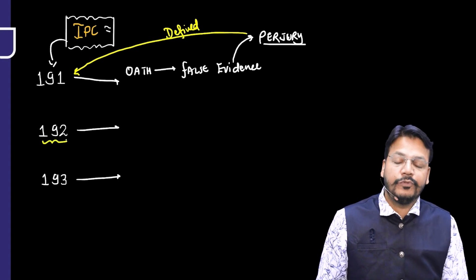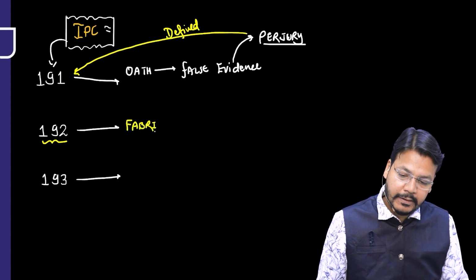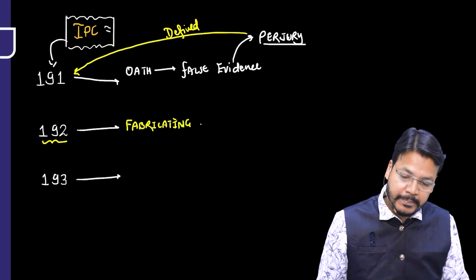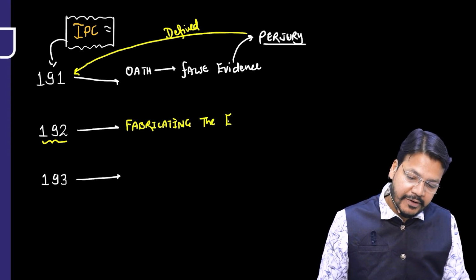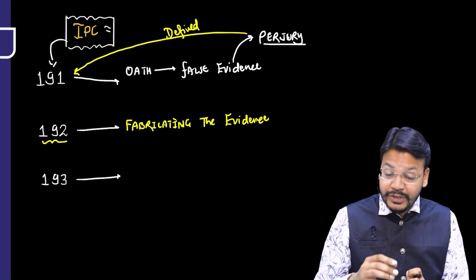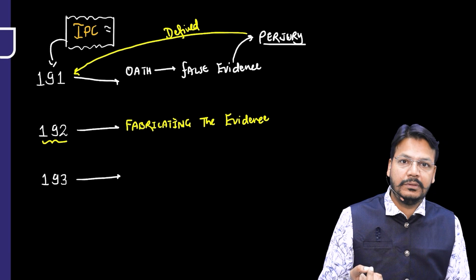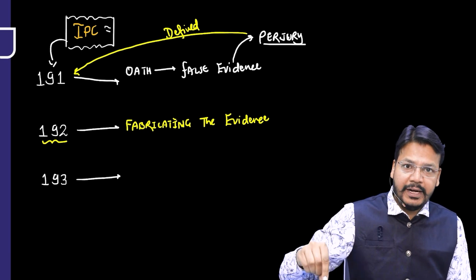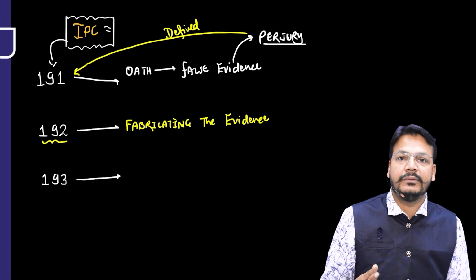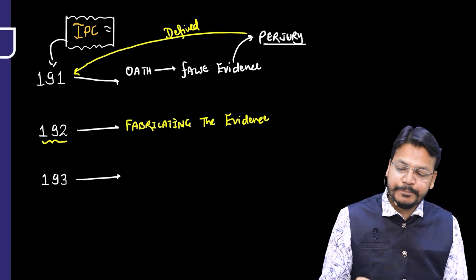Now, second, 192 IPC, fabricating the evidence. If you are fabricating the evidence, means changing the evidence. Like there is a book and there is a document, you are changing that line in the document. That is a fabrication. So fabricating the evidence, this is punishable.